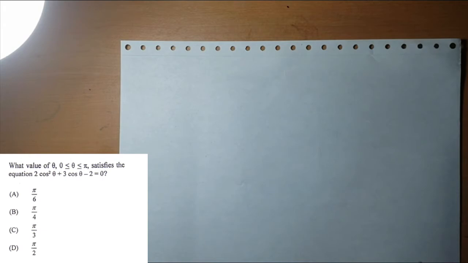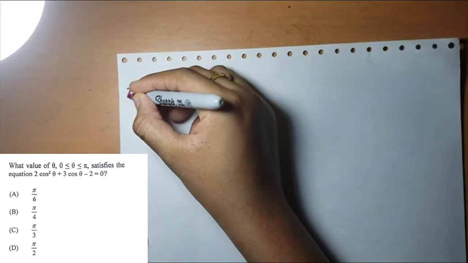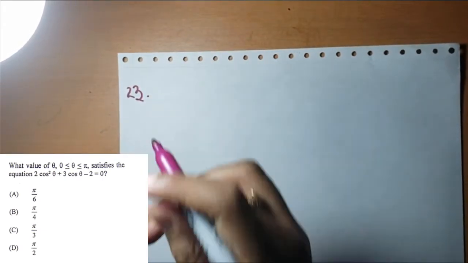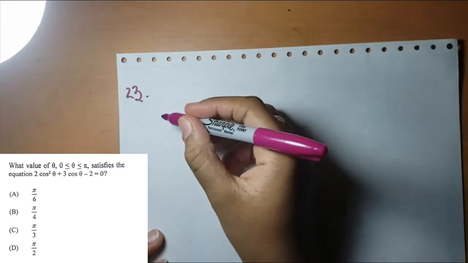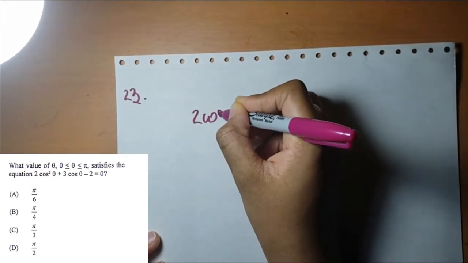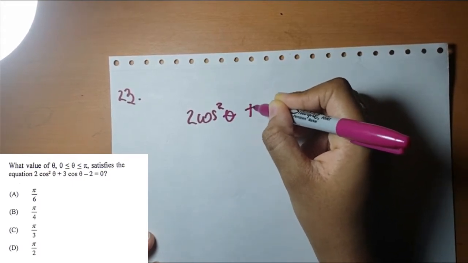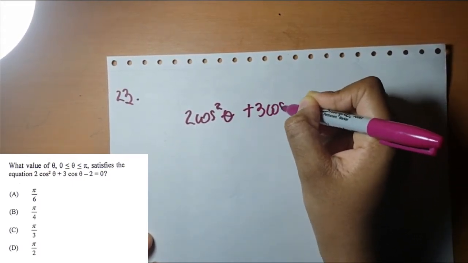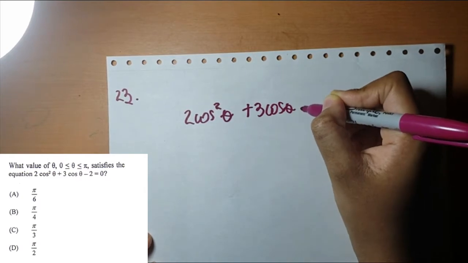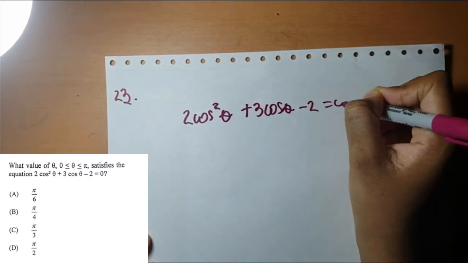Okay, so for question 23, we're given an equation of 2 cos squared theta plus 3 cos theta minus 2 is equal to 0.